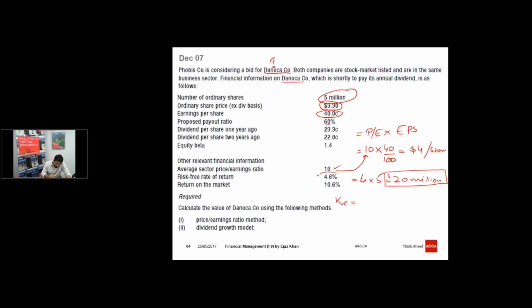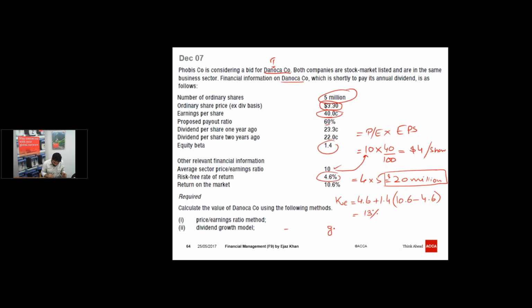We have a risk-free rate of return, which is 4.6%. We have the equity beta of Denoka company as 1.4. We have market return 10.6, and we have risk-free rate of return 4.6. So what's the cost of equity? It's 10.6 minus 4.6, into 1.4, plus 4.6. So it's 13%. The cost of equity is 13%.